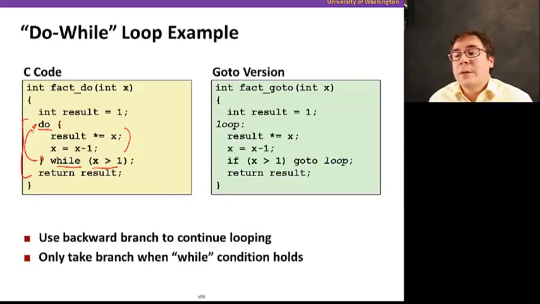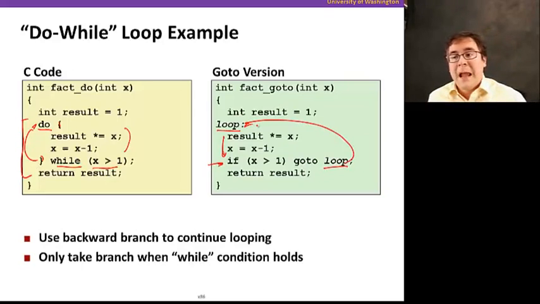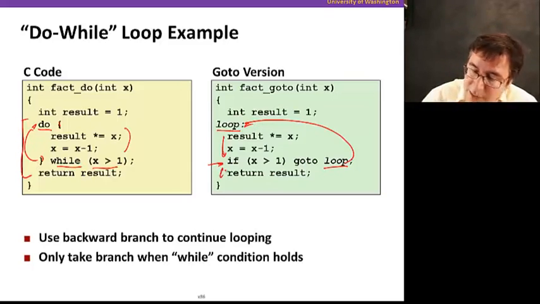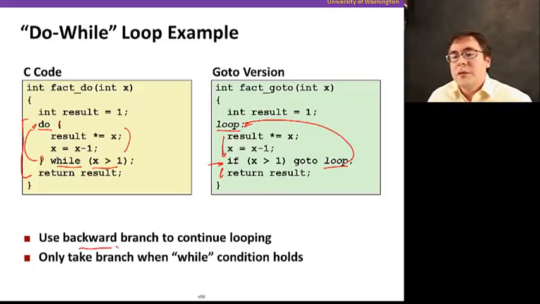Now we can look at this in the form of gotos, and it's pretty simple, right? We have a label at the beginning of the loop. We're going to execute the body of the loop and evaluate the loop condition. If it's true, we jump back to the beginning of the loop. And if it's no longer true, this goto loop is not going to happen, so that means we're going to get out of the loop. Note that we have what we call backward branching to continue the loop, and we only take this backward branch while the condition holds.